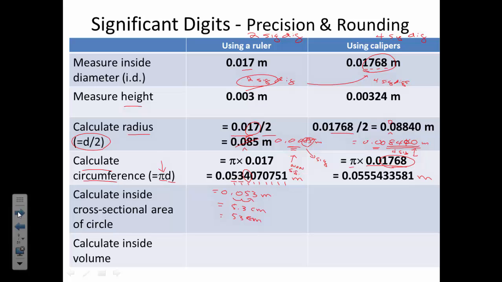But my precision is limited. Here's my limit. I'm limited to 4 significant digits. So I can't go beyond that. Math can't add digits. Right? Only a better measuring device can. I didn't use a better measuring device.